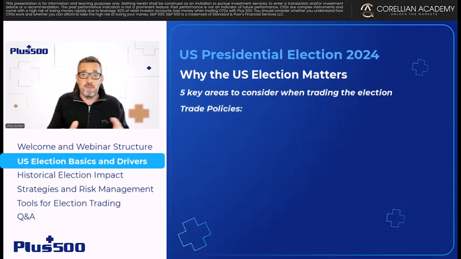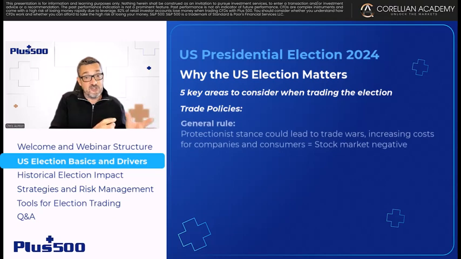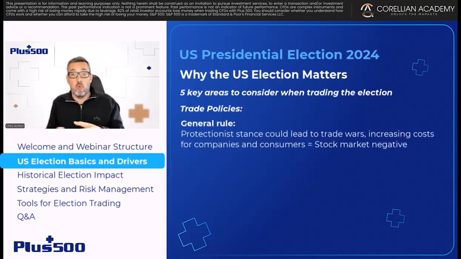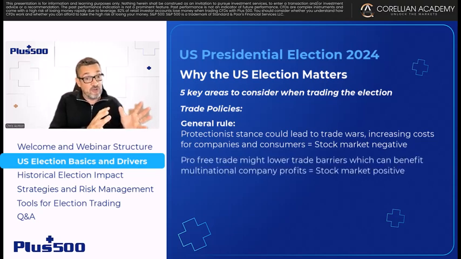Number 3 is trade policies. The US president plays a central role in shaping trade agreements and tariffs. A more protectionist stance could lead to trade wars, increasing costs for companies and consumers, while a pro-free trade administration might lower trade barriers, which can benefit multinational companies in global markets.